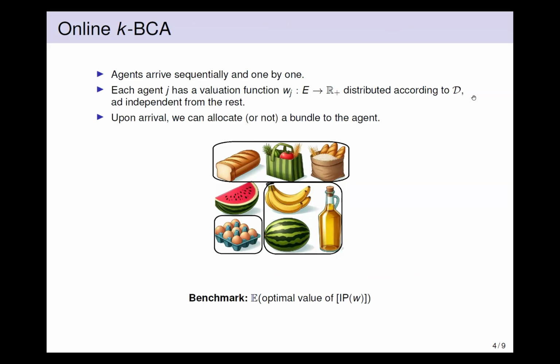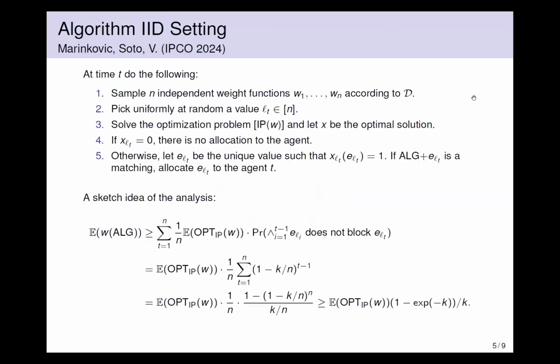Now let me show you one algorithm for this setting. So again, let me recall, I'm in the IID setting. Okay, so at time t, I will do the following. I will sample n independent weight functions according to the distribution, one per agent essentially. Then I will pick a uniform random value, a uniform label, between 1 and n.